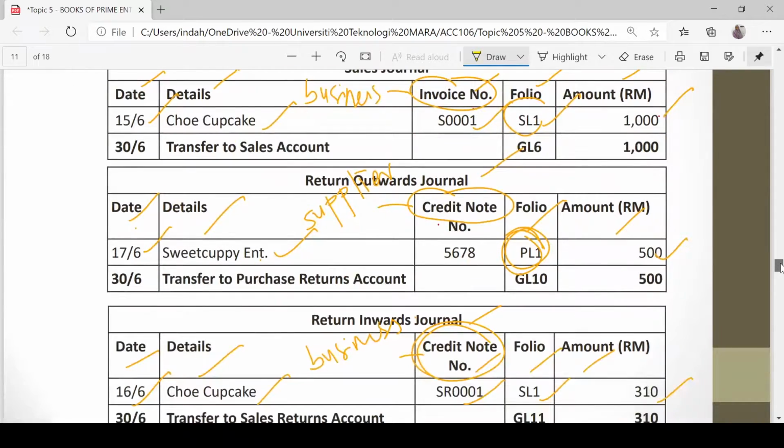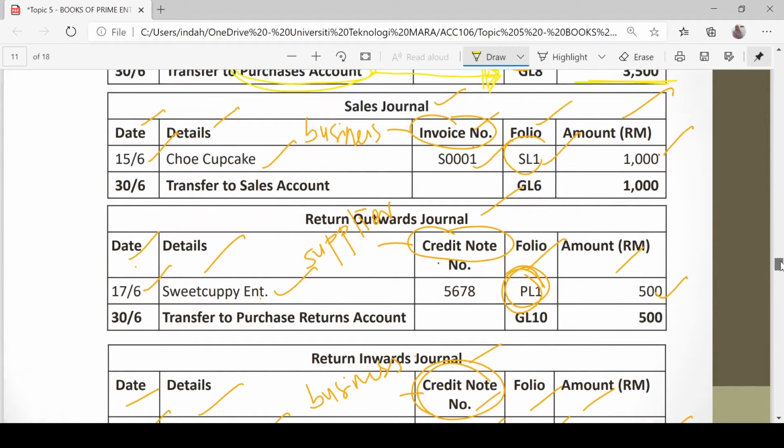We are going to do the same thing for the sales journal, return inwards and return outwards, cash receipt and cash payment. For sales, we are going to total up this amount. In the sales journal at the end of the month, we have a total of 1,000 to be transferred to the sales account, and we assign the code for the sales account as GL6.